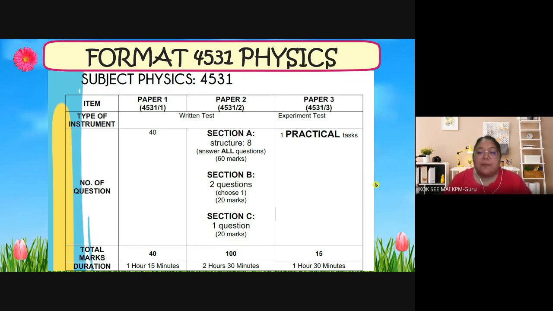Okay, after that, got paper 3. Paper 3 is a practical. Okay, practical test. So this one we call it one practical test. Okay, this one is 15 marks only. Okay, 15 marks only for any subject lah. Example, bio, physics, chemistry. Everyone also is a 15 marks.